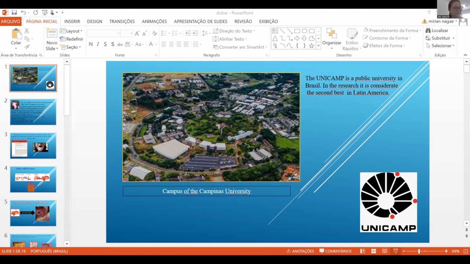Good afternoon, everybody. Firstly, I would like to thank the organizing committee for the invitation. I'm from Brazil, and this is the university where I work. Campinas is a public university in Brazil. In research, it's considered the second best in Latin America.